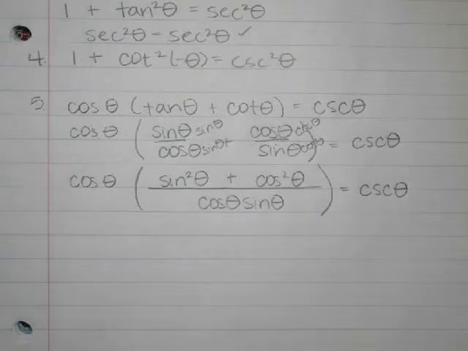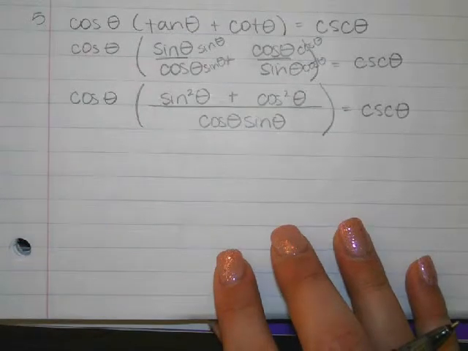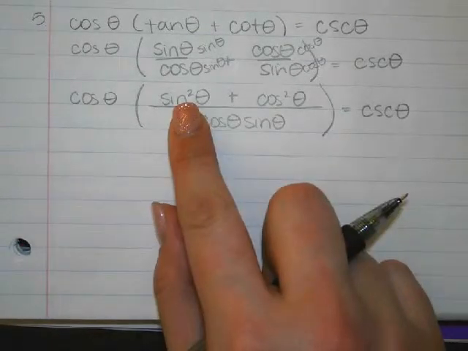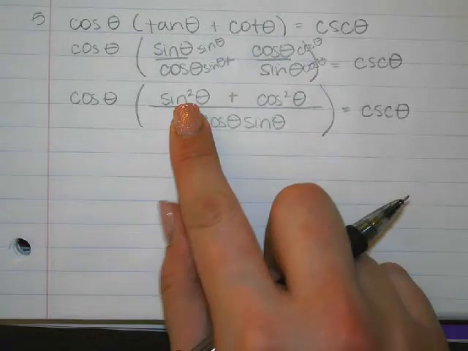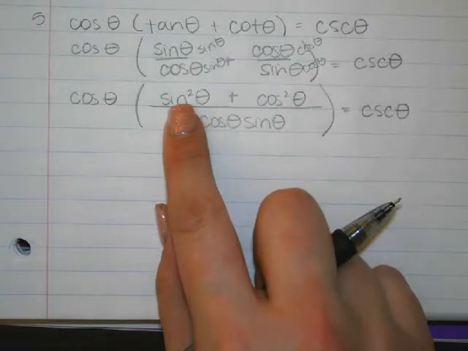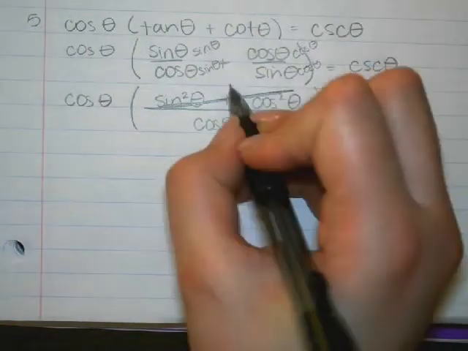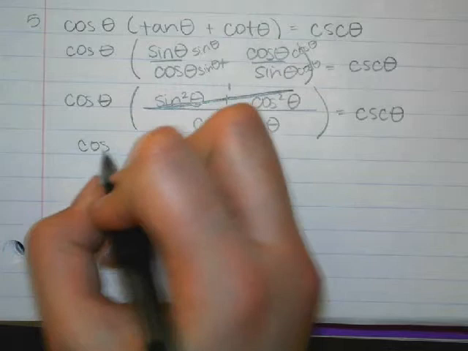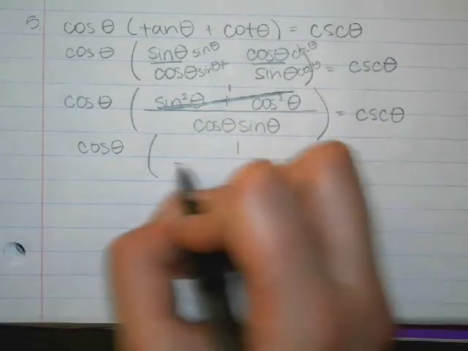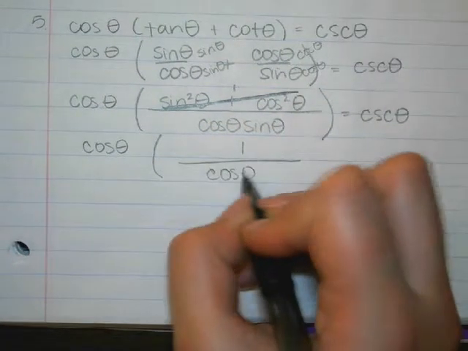So once you get that, what do you see on your sheet? Yeah, sine squared plus cos squared equals 1. If you look at your Pythagorean identities, that's like the original one. So we do have sine squared plus cos squared equals 1, so that means this whole thing cancels out and leaves a 1 behind. So I've got cos theta times 1 over cos theta sine theta.